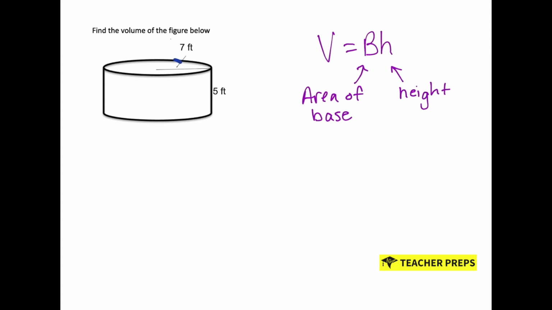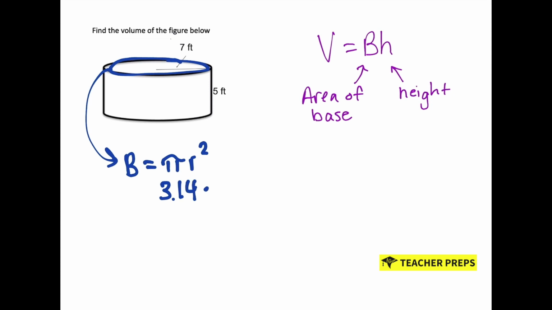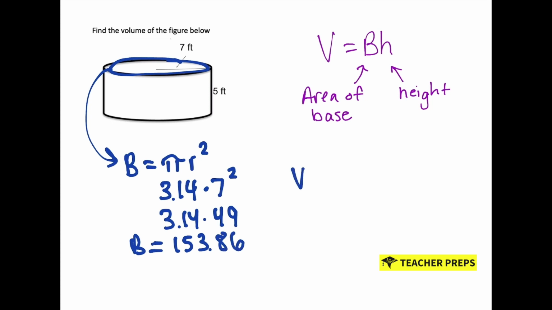The base is a circle. You find the area of a circle by taking pi times r squared. Pi is rounded to 3.14, and r on this one is the radius, or 7. So we need to take 3.14 times 7 squared, which is 49. Grab a calculator and type that in. That gets us 153.86. And remember, that's our capital B.